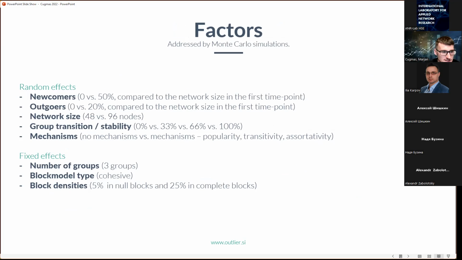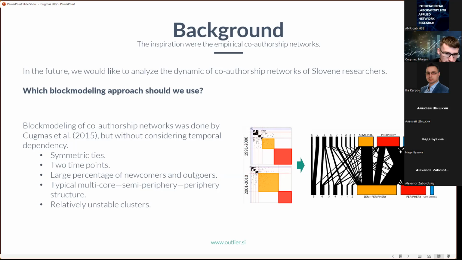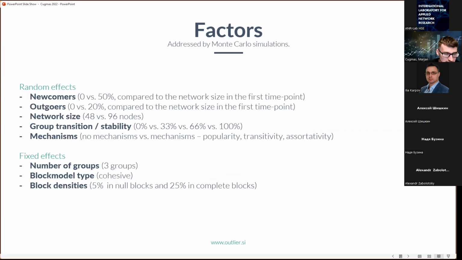So to generate networks and to perform these Monte Carlo simulations, we had to determine some factors. We were looking at these empirical networks when doing this, but we also wanted to reduce the number of different combinations so that the simulations will finish by today, actually. And yes, this is a preliminary study, so we will increase the number of considered factors in the future. The first factor is newcomers. We have two scenarios. First is without newcomers, and the second is with 50% of newcomers compared to the network size in the first time point.